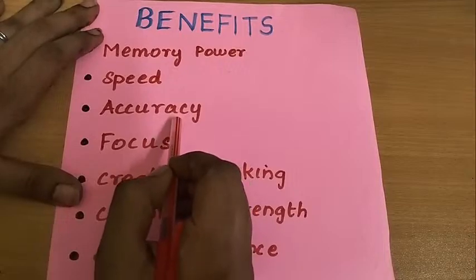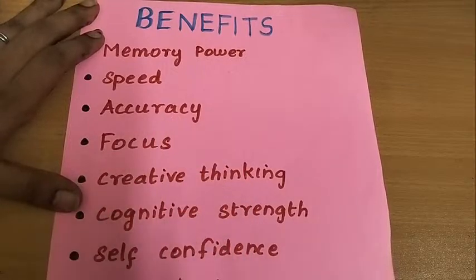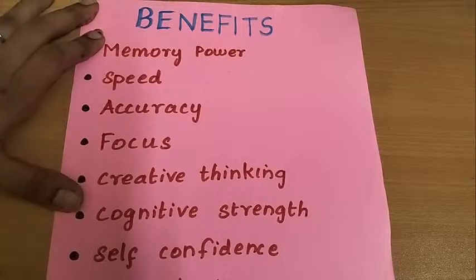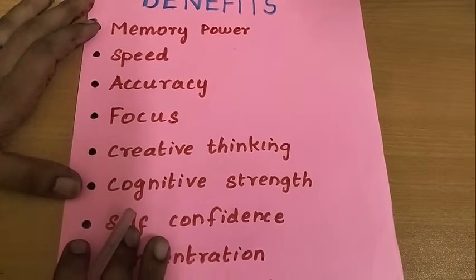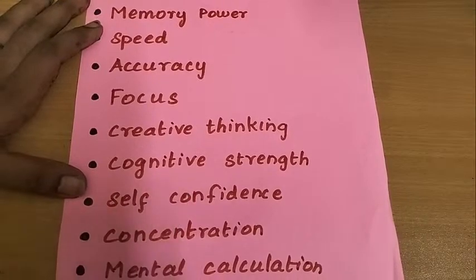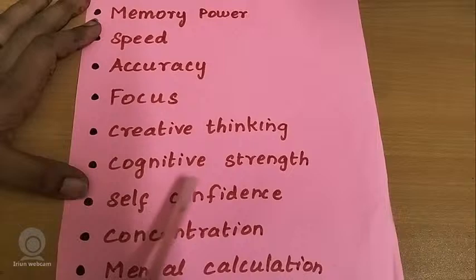That is your accuracy. Next is your focus. See how focused you are in the sum. How are you able to view it in your mind and mentally calculate everything? That is your focus. Next is your creative thinking. See how creatively you are thinking about it. Next is your cognitive strength. This also improves. What can I do in this step, and which formula can I use to solve it quicker? Can I use that type of symbol? These all come under cognitive strength.